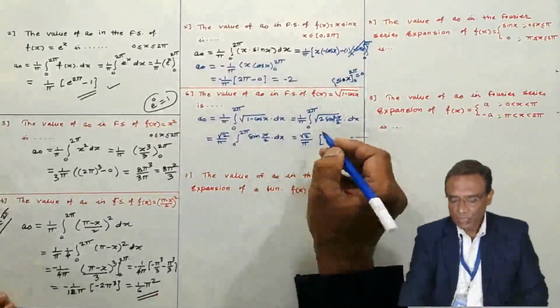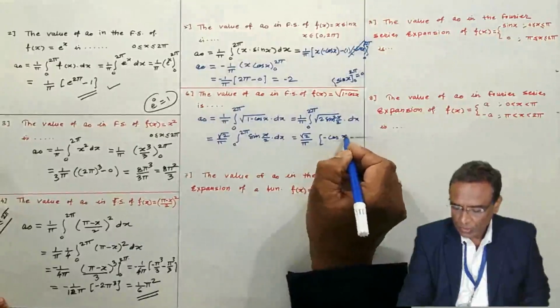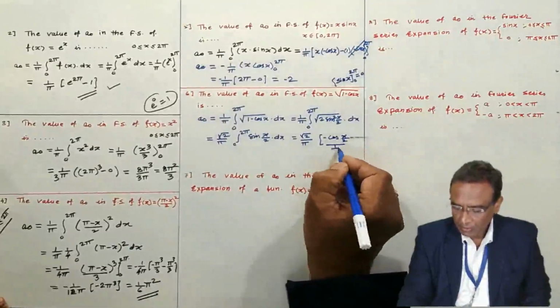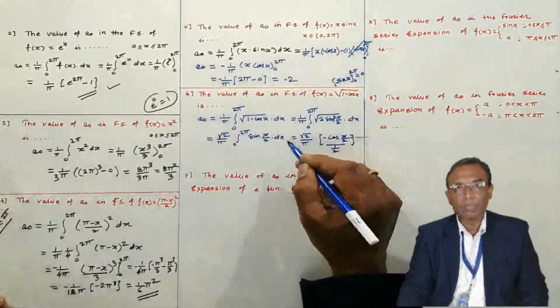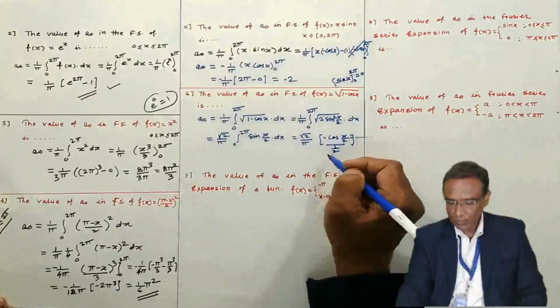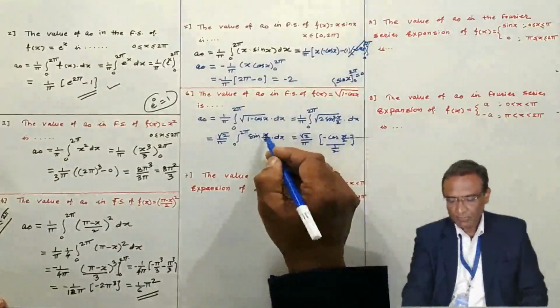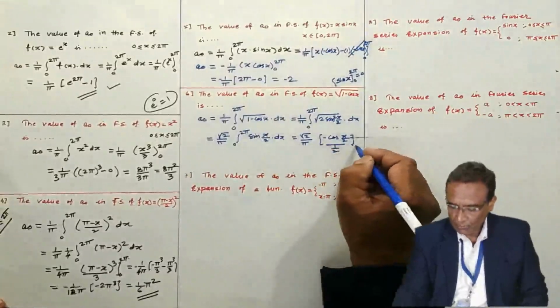integral of sin is what? Minus cos x by 2 divided by 1 by 2. Integral of sin x by 2 is minus cos x by 2 by 1 by 2, because the derivative of the argument we have to write in the denominator when you take integration.